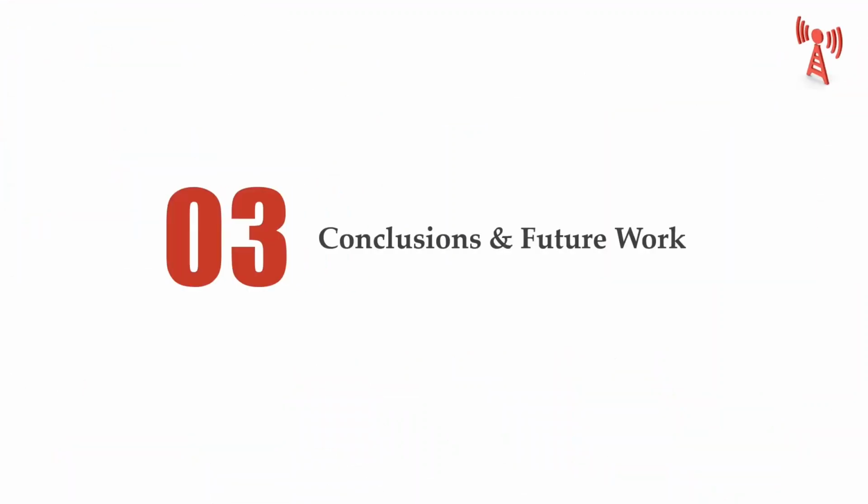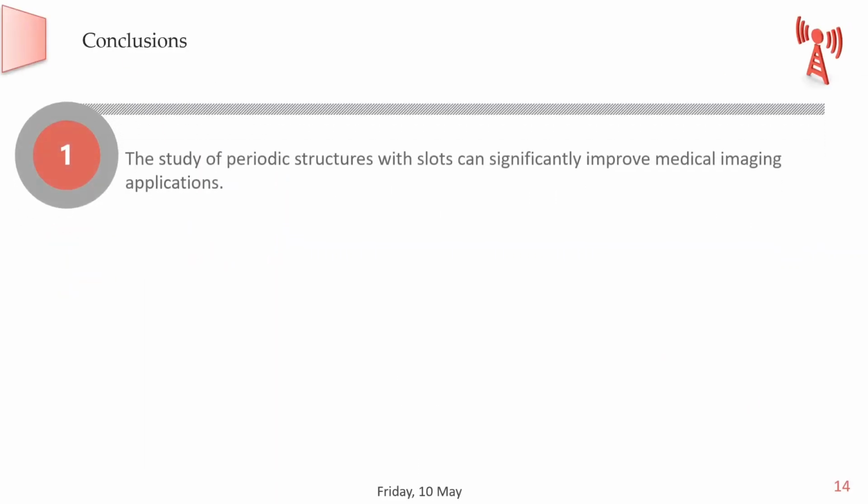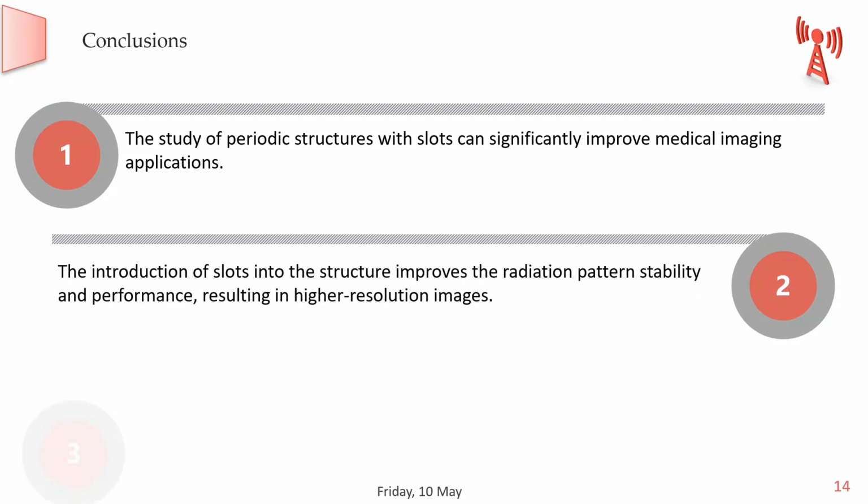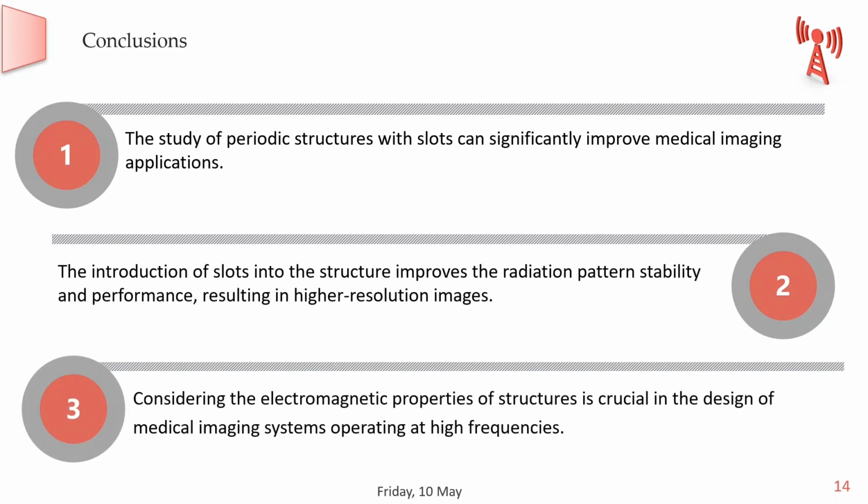So, as I come to the end of my presentation, I would like to take a moment to summarize the main points that we have covered today. Firstly, studying periodic structures with slots can greatly enhance medical imaging applications, particularly in the early detection and the diagnostics of cancerous cells. Secondly, the introduction of slots improves radiation pattern stability and performance, leading to higher resolution images with increased radiation modes and improved bandwidth. And thirdly, it is important to consider the electromagnetic properties of structures when designing medical imaging structures.